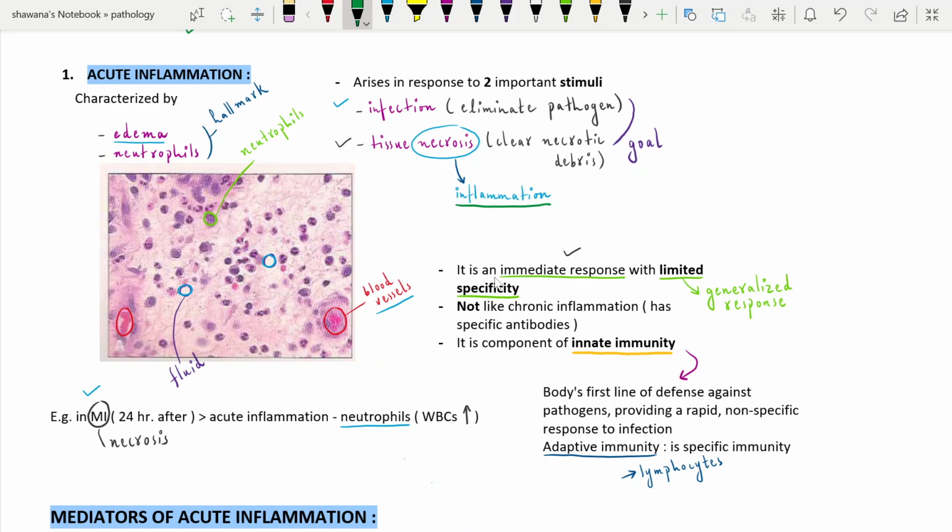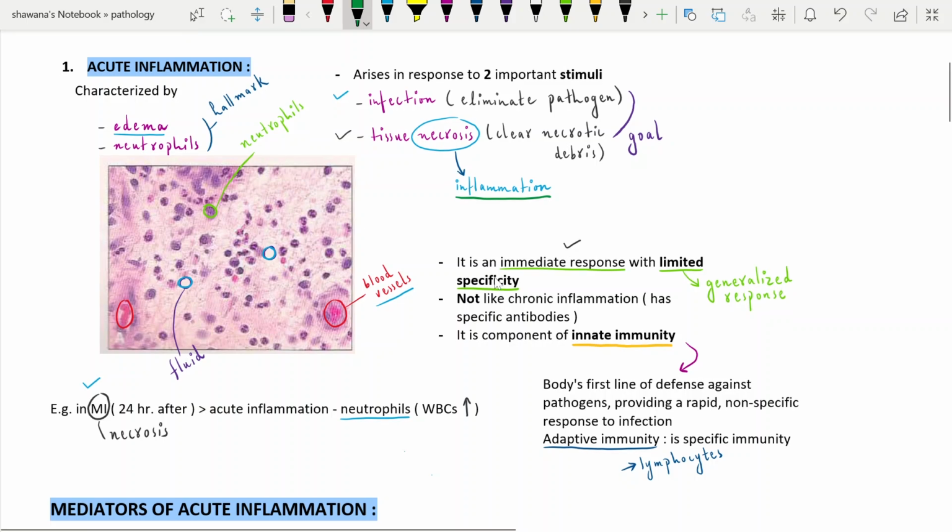So what is to take home? Acute inflammation is characterized by edema and neutrophils. The stimuli are infection and necrosis. It's a type of innate immunity. It is an immediate response with limited specificity.